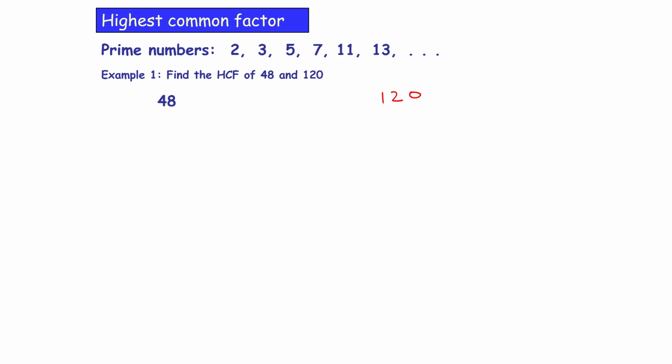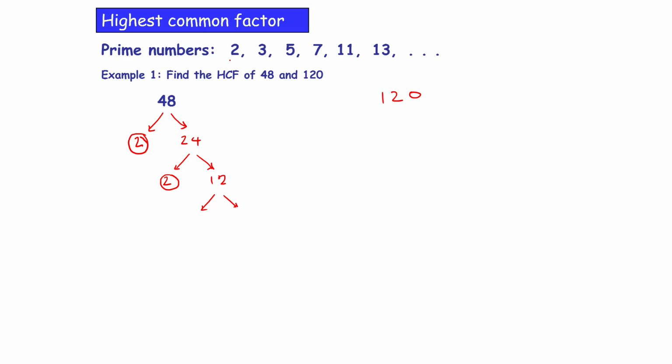Okay, so with 48, let's break it down into our prime factor tree. 2 goes into 48 how many times? 24 times. Circle the 2 because it is prime. And then we go after the 24. Does 2 go? Yes, 12 times. Circle the 2 because it's prime. And then we try again.